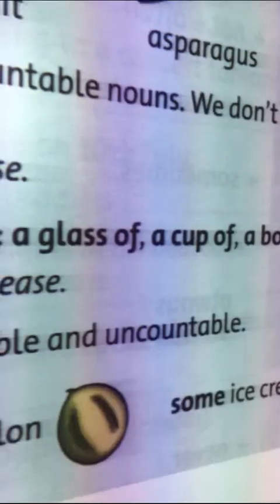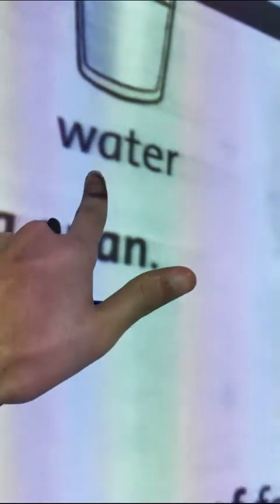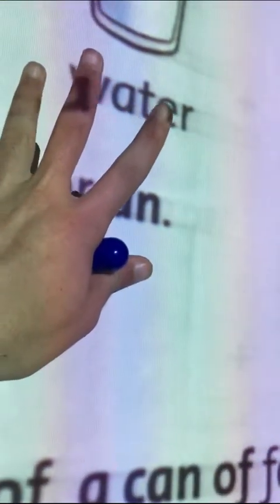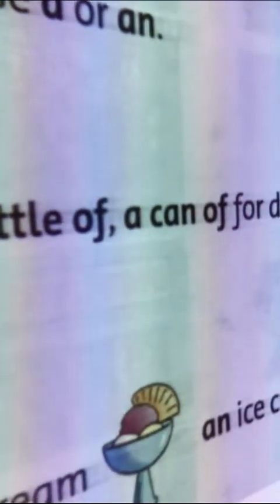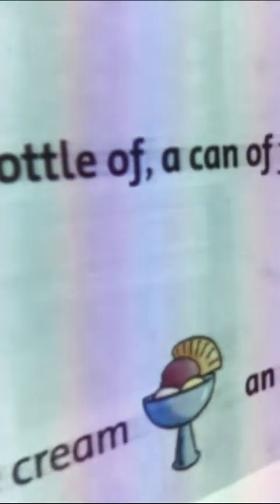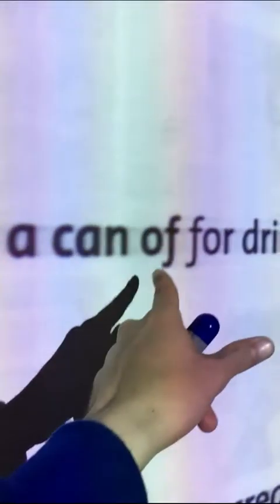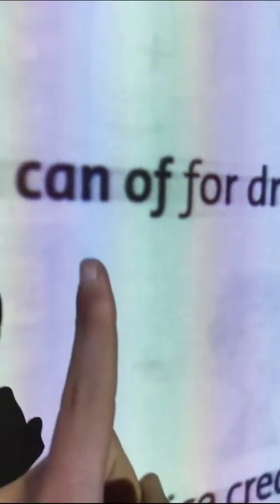Here's the word water. It's uncountable, okay? But I can make it countable if I say a cup of water, a bottle of water. I can count a bottle of water, two bottles of water, three bottles of water, four bottles of water, a can of Pepsi. Some of us may say cans. That's wrong, guys. A can of Pepsi, not cans.